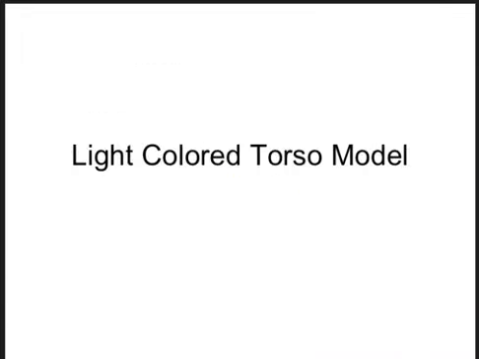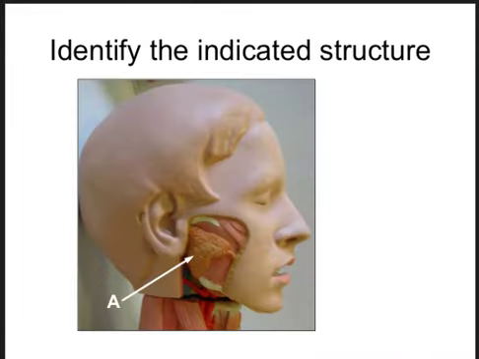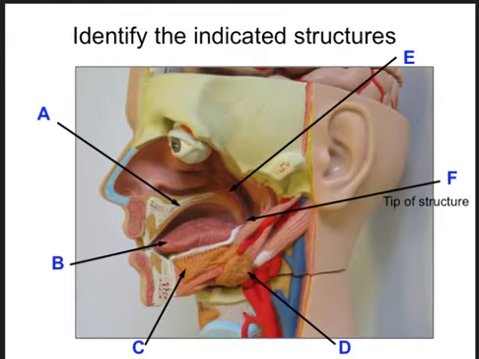Now we move to the light-colored torso model. Identify the indicated structure, that is the parotid salivary gland. This is what becomes infected in the disease known as mumps. Next question, identify the indicated structures. A is pointing to the hard palate, B to the tongue, C to the sublingual salivary glands, D to the parotid salivary glands, E to the soft palate, and F is pointing to the uvula.